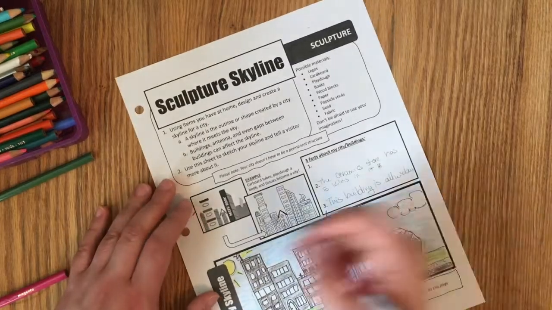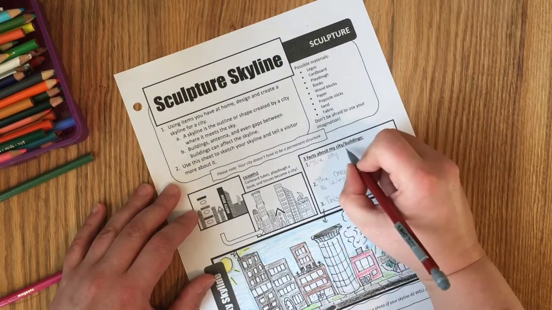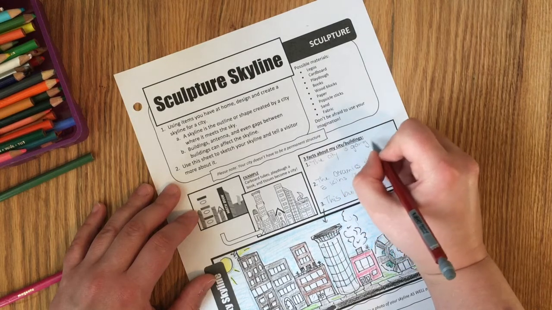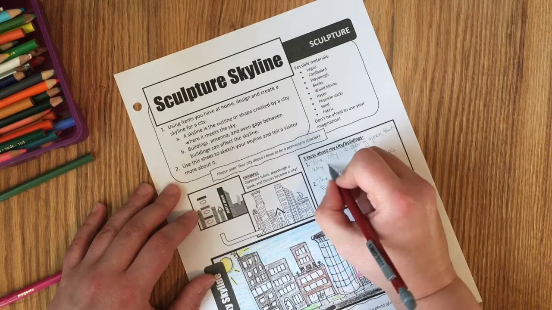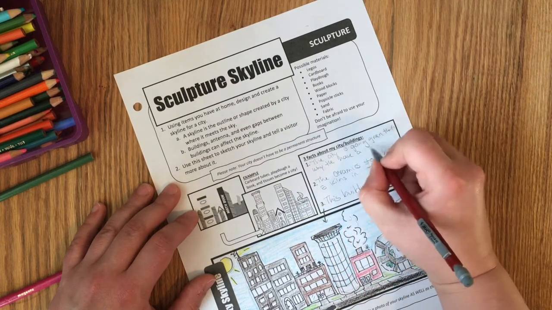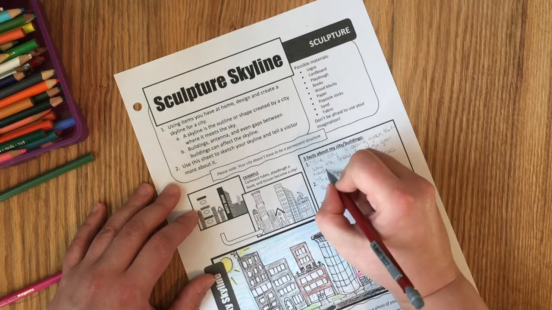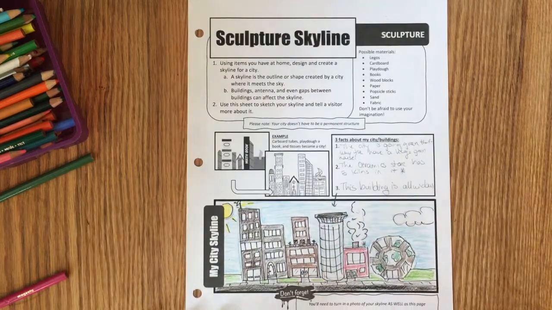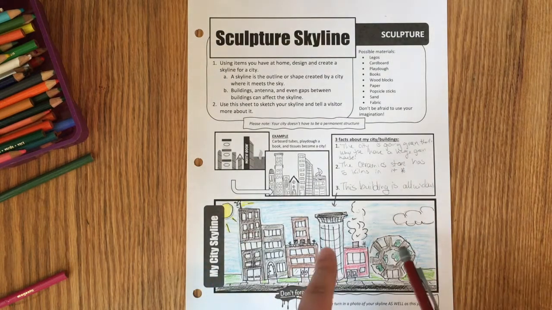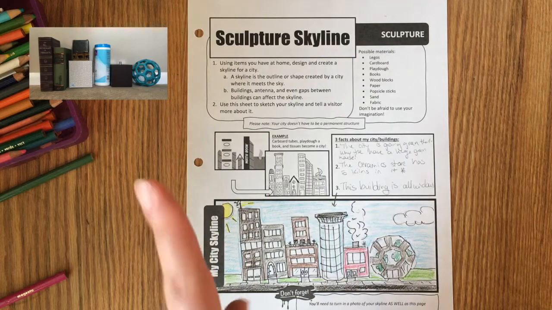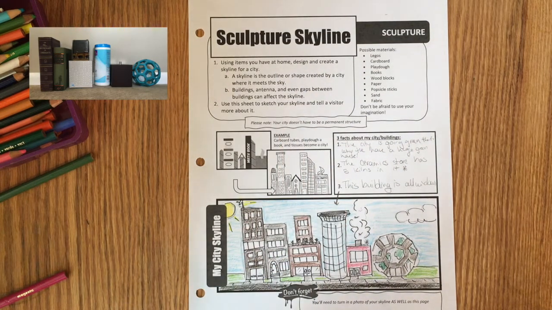And I'm going to say that the city is going green. That's why they have a huge greenhouse. All right, so now when I upload this to my Google Classroom, I need to turn in a picture of this and my picture of my sculpture that I made to base this off of.